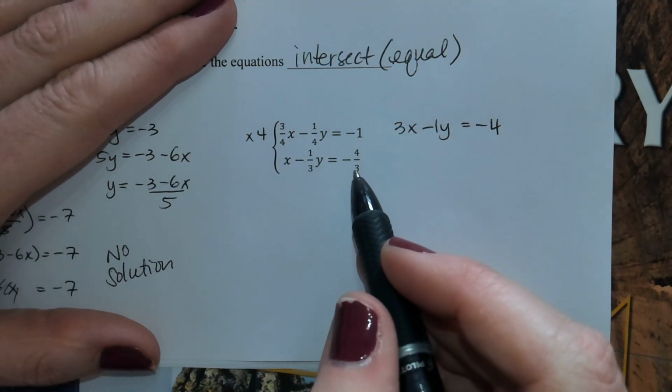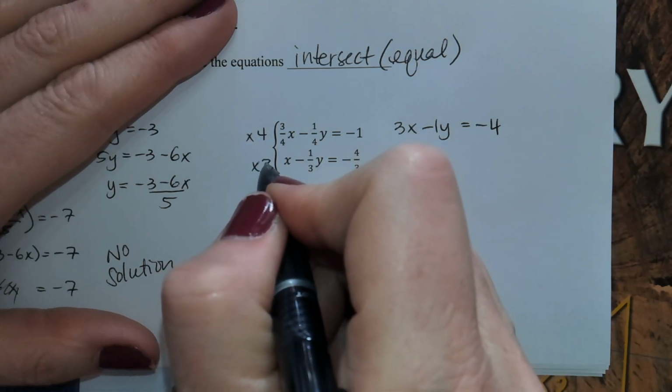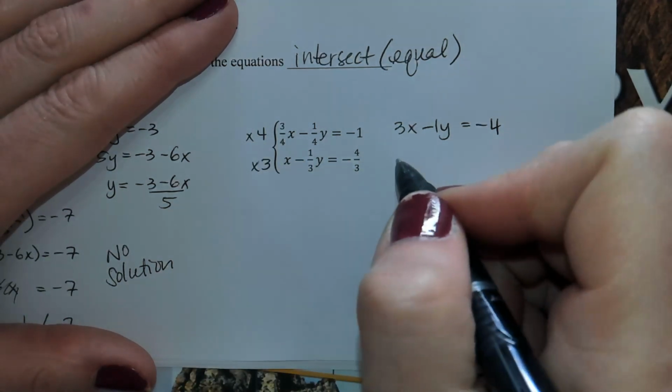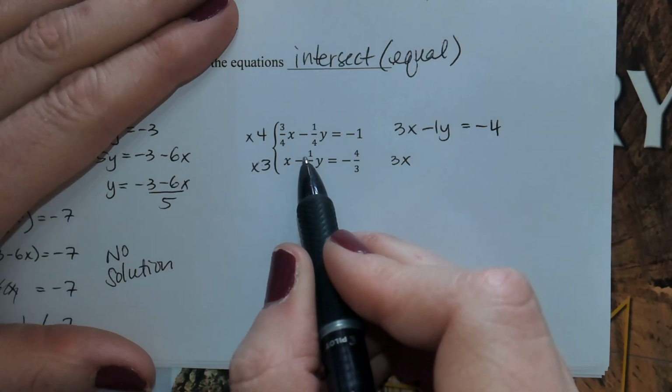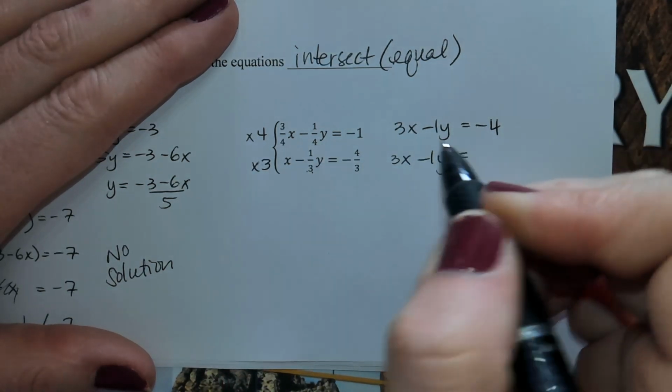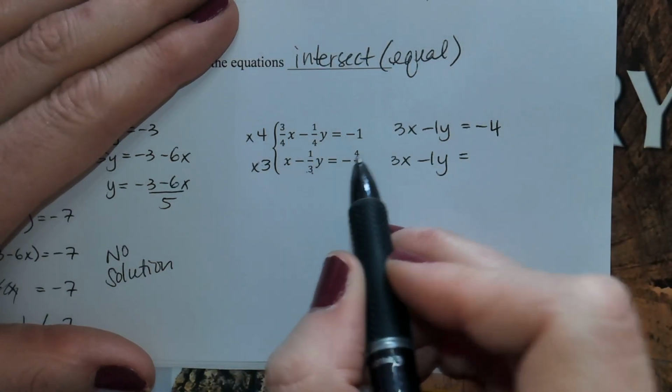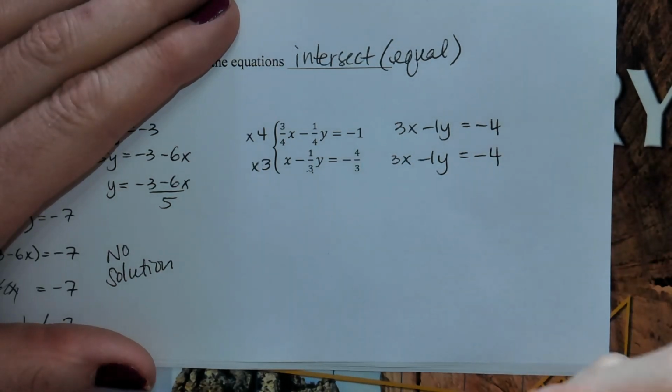I'm going to do the same thing down here. I've got a 3 and a 3, so I'm going to multiply this row by 3. So 3 times x is 3x. And then when a 3 comes in here, the 3s will cancel, and I'll have a minus 1y. And when I multiply this by 3, the 3s will cancel. I'll have negative 4.